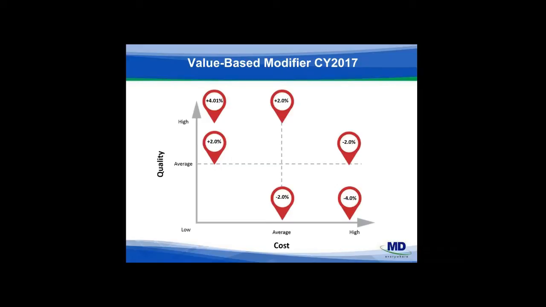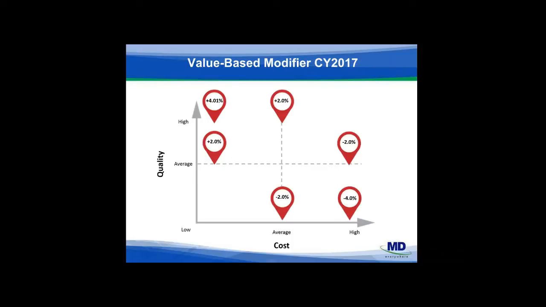Increase in the value-based modifier downward adjustment from -2% to -4%. Increase in the maximum downward adjustment under the quality tiering methodology to -4%. Setting the adjustment to -2% for groups and solo practitioners classified as either low quality average cost or average quality high cost. Increasing the maximum upward adjustment under the quality tiering methodology to a 4% increase for those practitioners with high quality and low cost. Setting the adjustment to an increase of 2% for those classified as average quality low cost or high quality average cost.